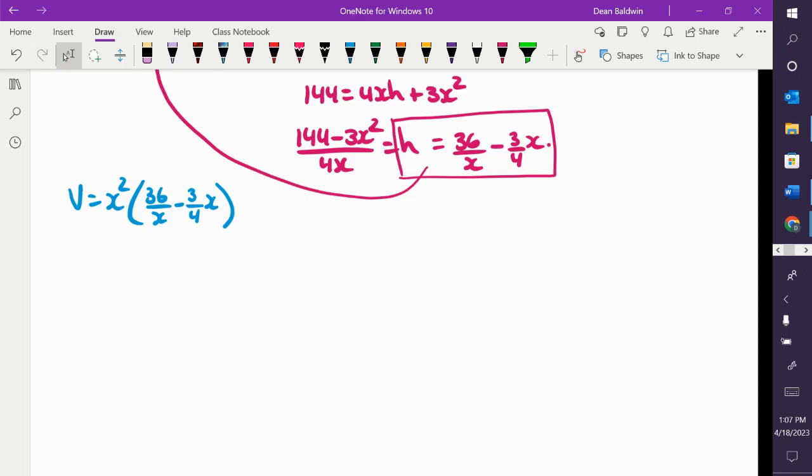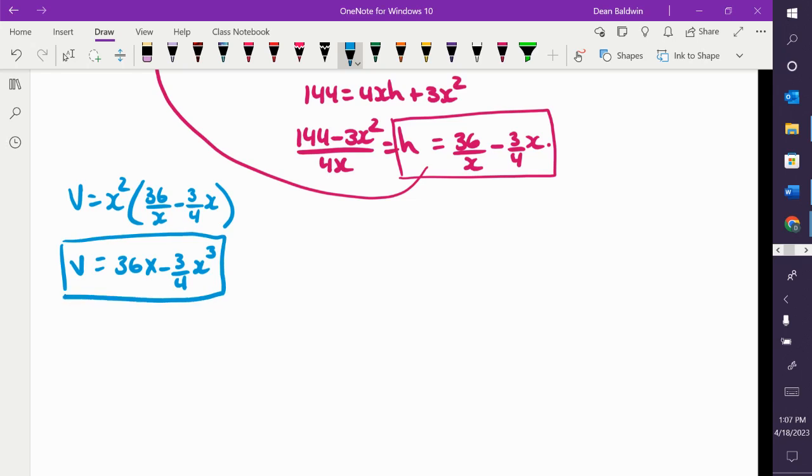Now we're going to clean it up. So I'm going to multiply the x squared in. So I'm going to get 36x minus 3 over 4x cubed. And now you can derive it. Now you can do the calculus.